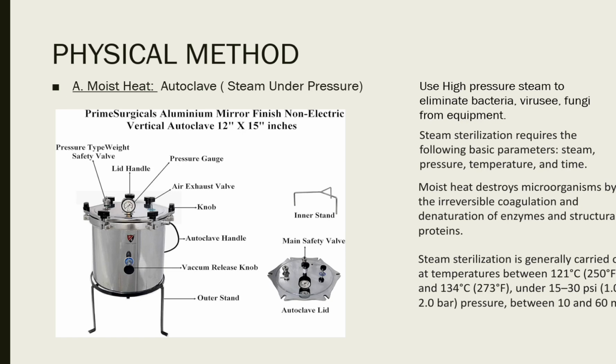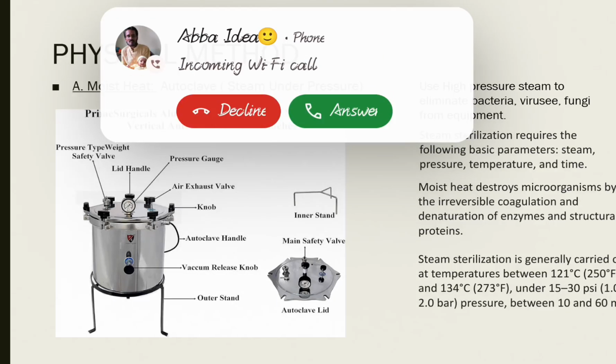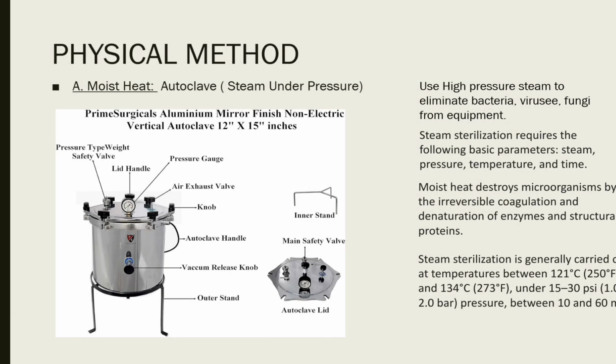die. Steam sterilization is generally carried out at a temperature of 121 degrees Celsius for a specific time period, 10 to 60 minutes. The steam under pressure cycle is carried out. At this time period you have to carry out the cycle so that the sterilization can be done and all equipment can be sterilized.